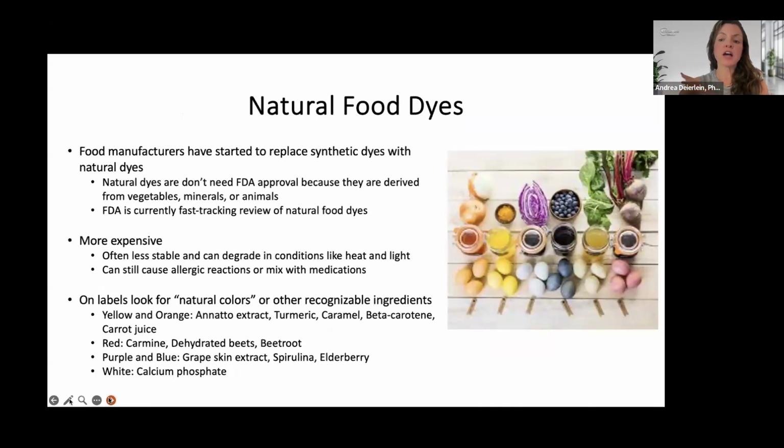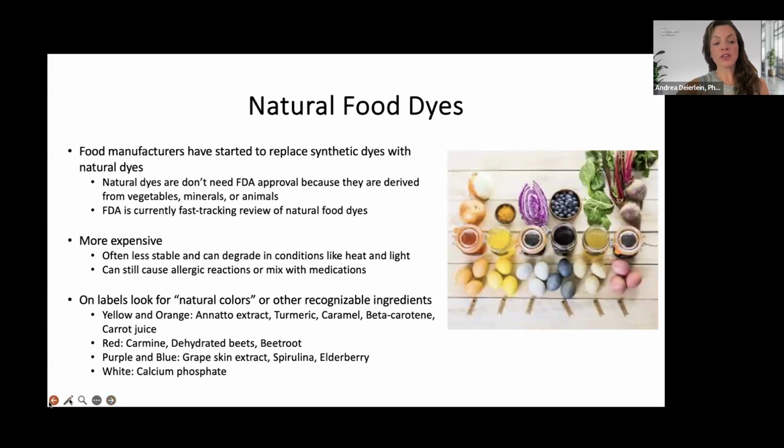And so currently, because there's this push to phase out all of these synthetic dyes, the FDA is fast tracking natural food dyes. Be aware that they are more expensive and often less stable, and can degrade in certain situations like light and heat. They can still cause allergic reactions, but they're clearly much safer than the synthetic dyes.